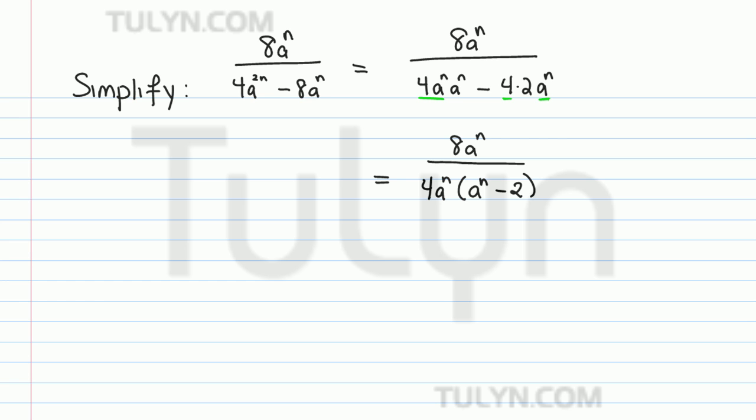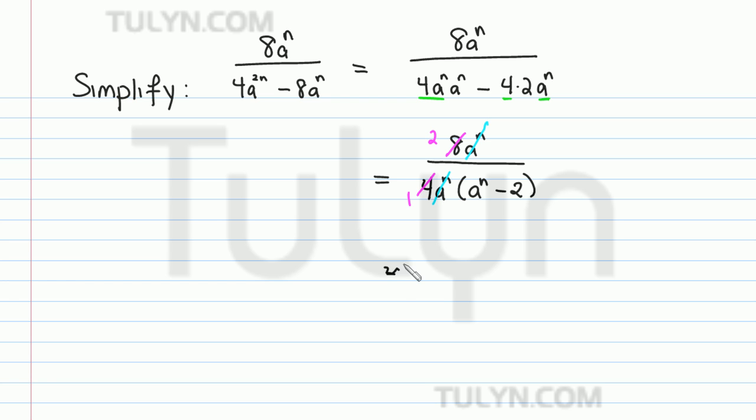So now we try to simplify. Well, there's an a to the n on the top and an a to the n on the bottom related by product. So we can actually cancel that out. And then finally, there's an 8 and a 4. And if we reduce by 2, then reduce by 4, then this becomes 2 and this becomes 1.